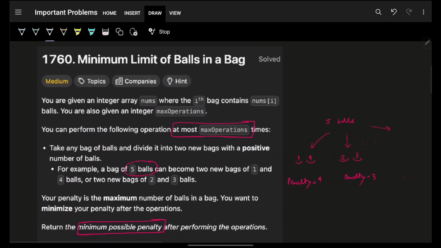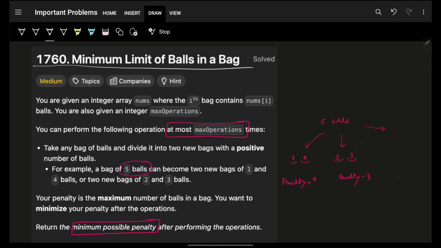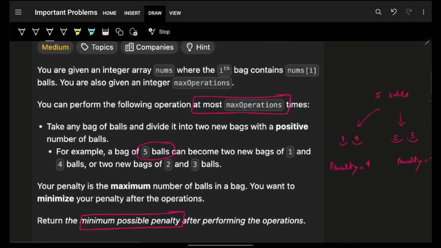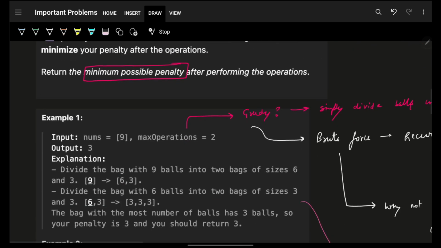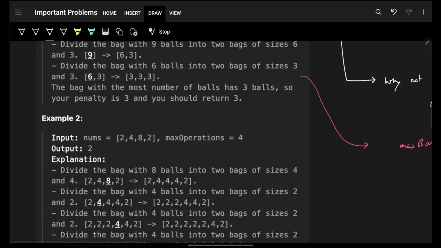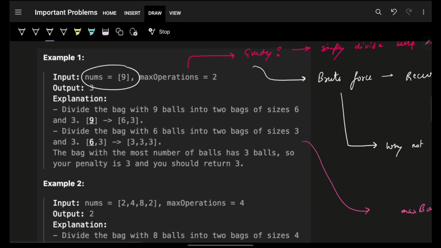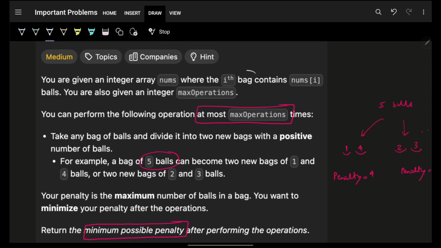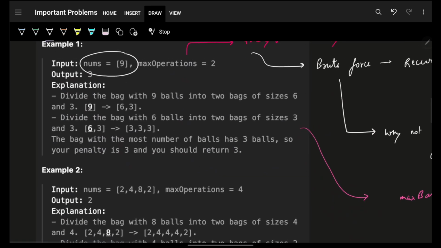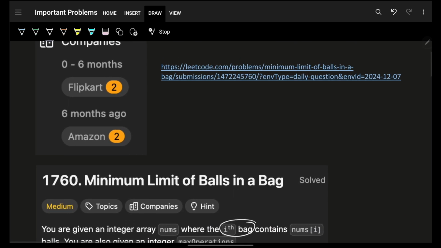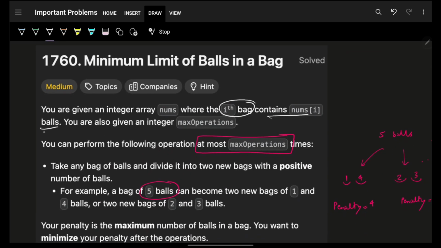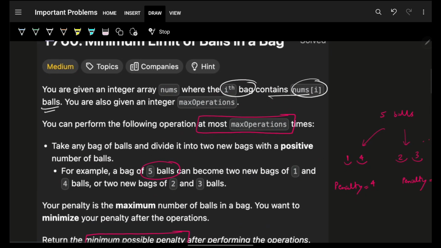In this video we're going to see minimum limit of balls in a bag. It simply says that you are given an integer array nums. As you can see, an integer array of elements nums is given, with the ith bag. So this is each bag. I have, let's say, four bags having these many number of balls, nums of number of balls in each bag.